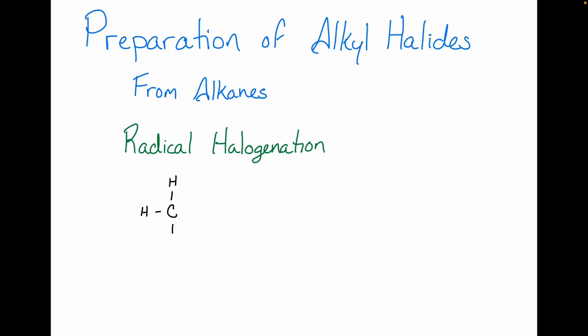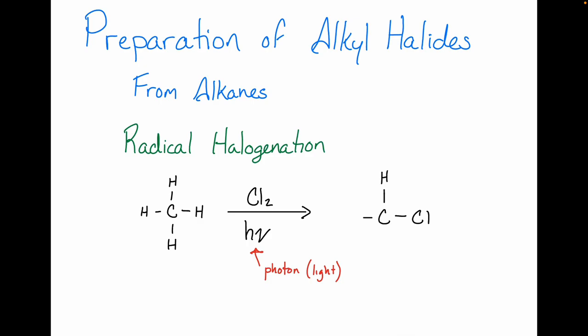If we take an alkane, just simple old methane, and we treat it with chlorine gas in the presence of light, all right, so we use this H nu, this fancy looking V here to represent a photon, i.e. what light's made of. We will get a substitution reaction where that chlorine is now stuck onto our alkane, onto our carbon.